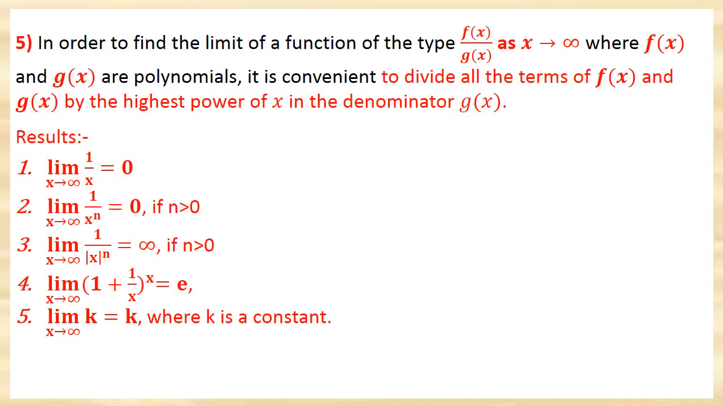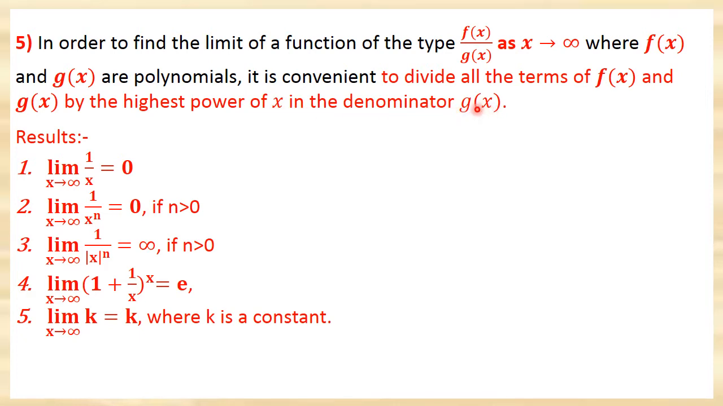There is a method to find the limit of a rational function when x tends to infinity. A rational function means a function of the form f(x)/g(x), and we know that f(x) and g(x) are polynomials. When x tends to infinity, how do we calculate the limit? Here it is convenient to divide all the terms of f(x) and g(x) by the highest power of x in the denominator g(x).